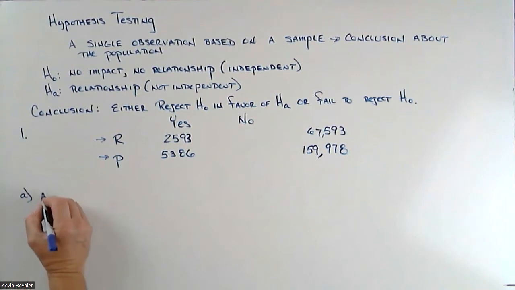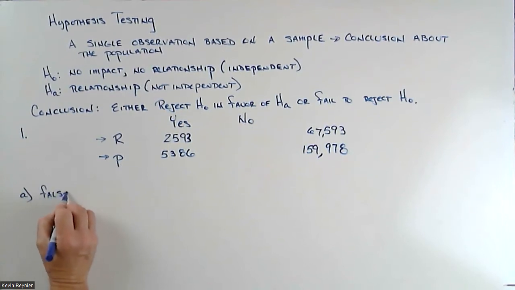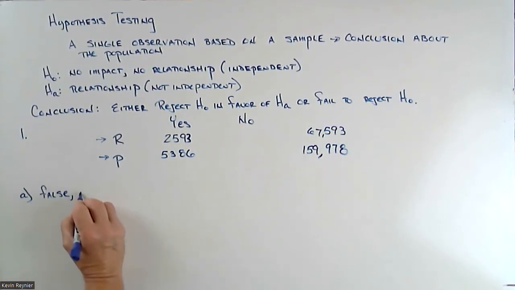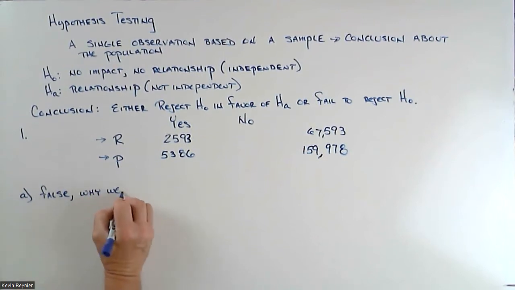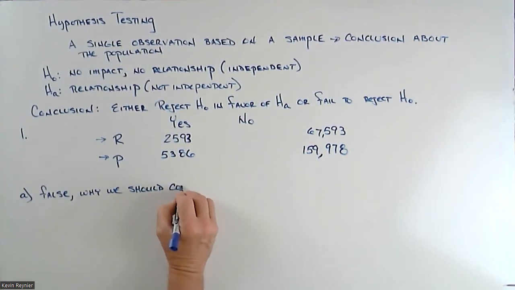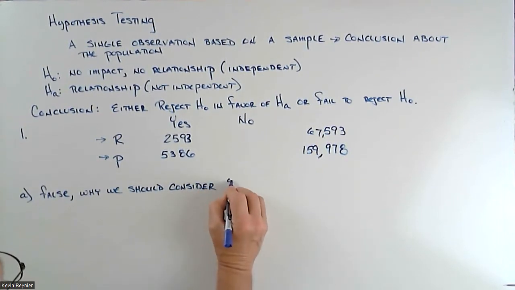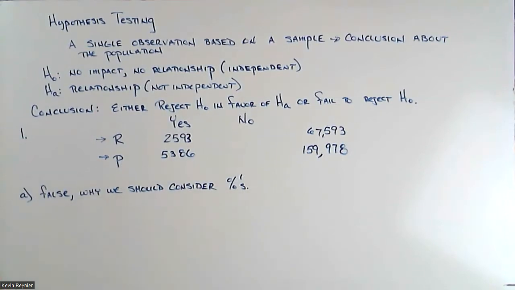So statement A saying this is a higher number, so this drug's worse, that's false, right? That's false. And they want us to say why. And the why is we should consider percentages, right? I mean, that would really tell us whether or not. Counts are not good because we didn't have the same number of people taking each drug. In fact, we had a vastly larger number of people taking this drug, so we would have expected that to be high. What about part B?